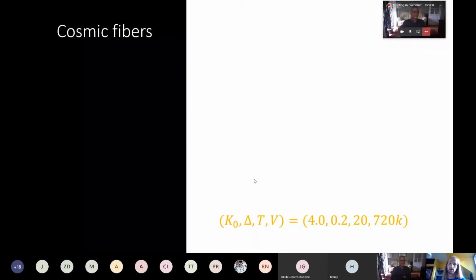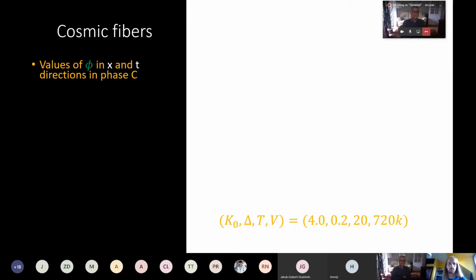So let's see what we get if we introduce the field into every direction, x, y, z, and t. And let's compactify the y and z directions so that we will have just a two-dimensional plot of the field distribution in x and t directions.